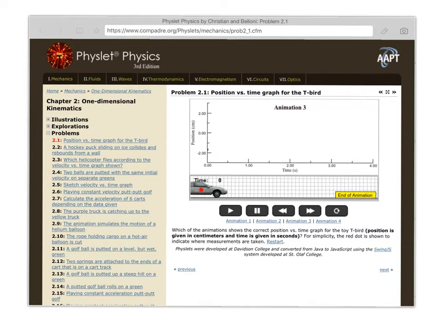Animation 1. Whoops. Animation 1. Run it. Okay, watch. Stop it. Okay, so you see, this is obviously garbage. Why? Because the initial position is 0, and it should be a negative 1.7. The object is moving, the position is getting negative, so it's moving backwards, but the car is moving forward.